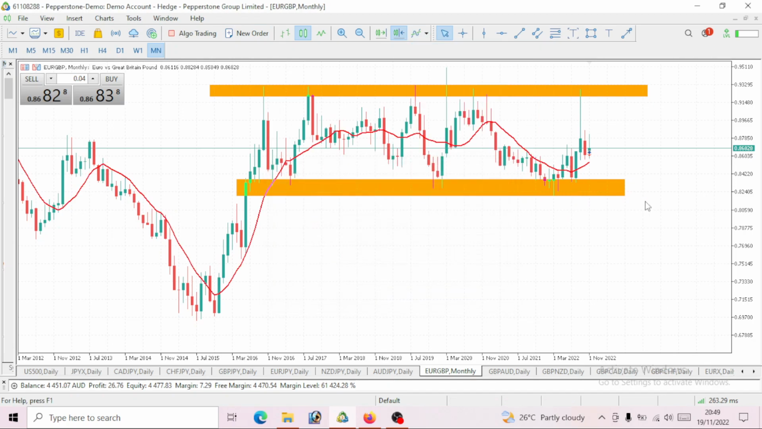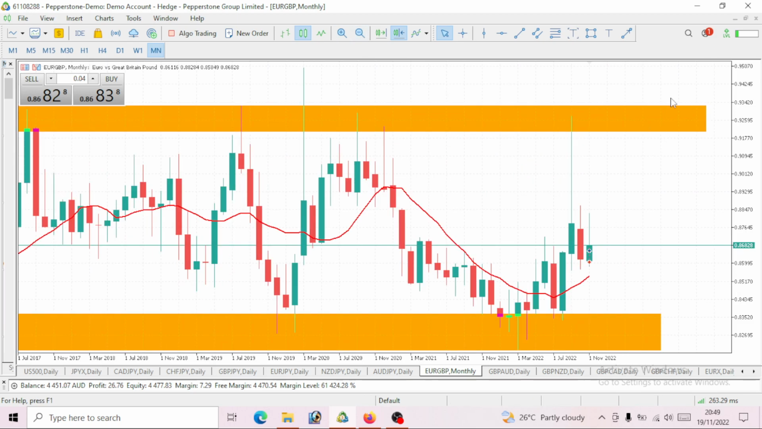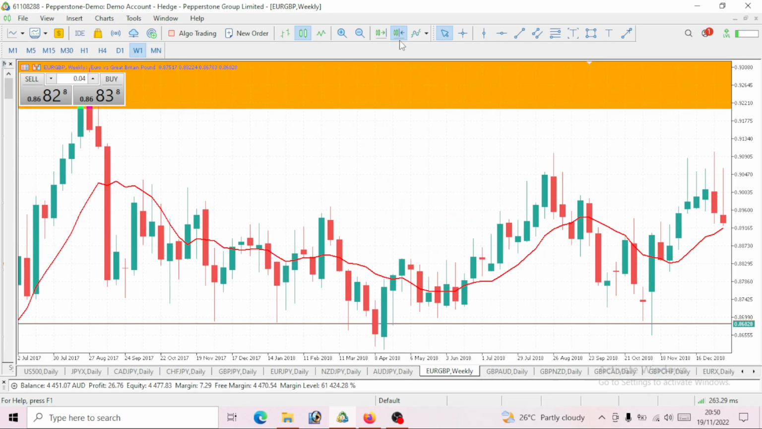So I would include this moving average. We all know this moving average, right? So price is now dropping. You see price has rejected from this resistance. It is now dropping to our support level. So this moving average, we would make use of it on our weekly time frame.